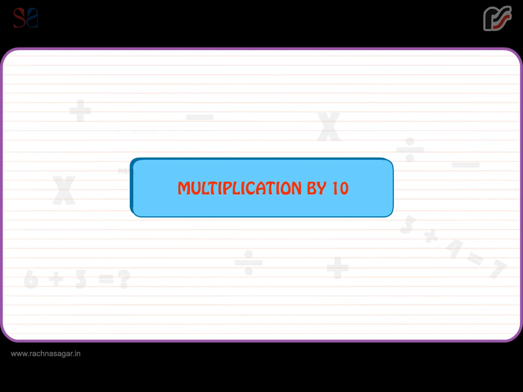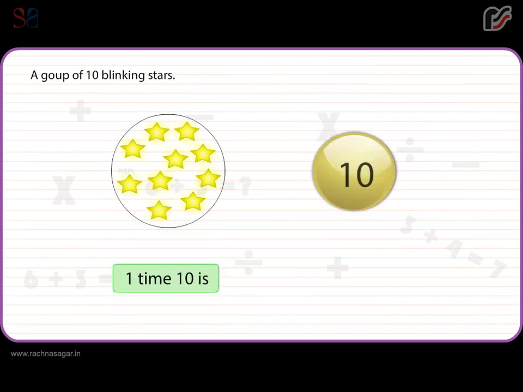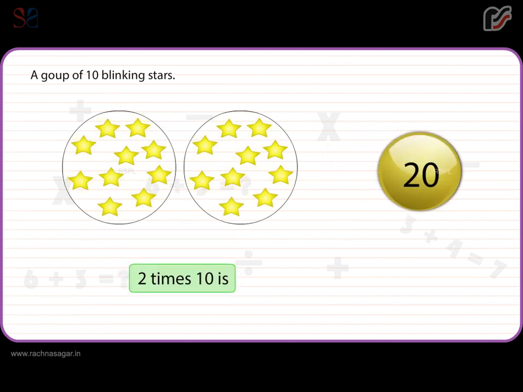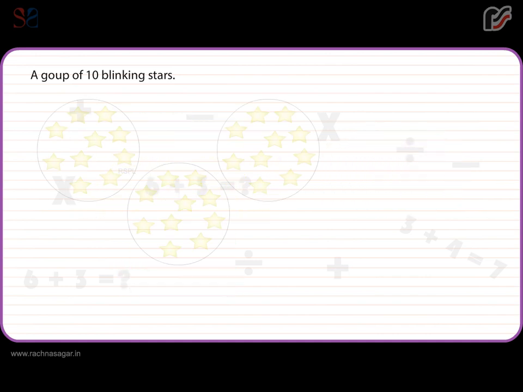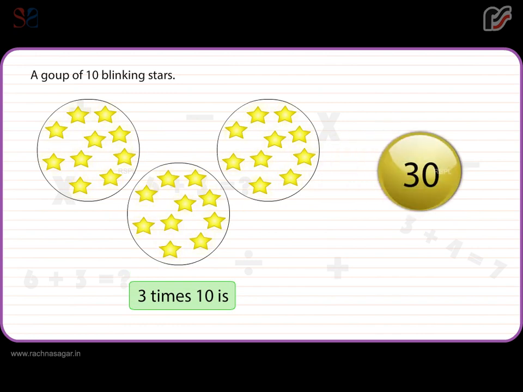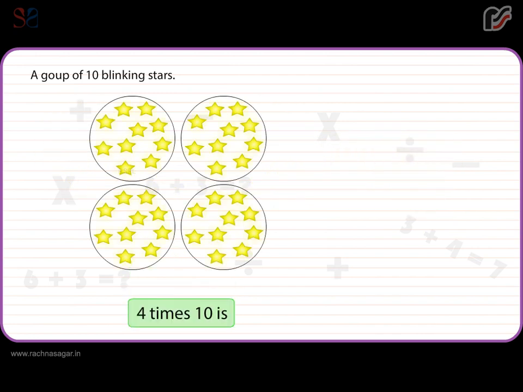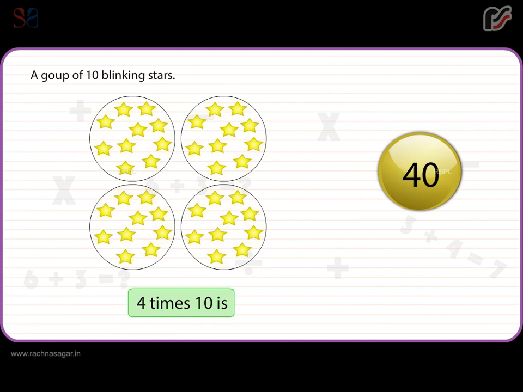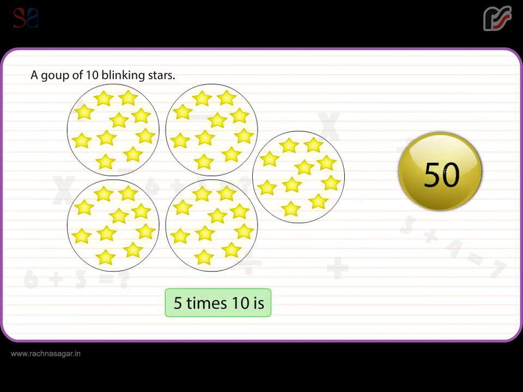Multiplication by 10. 1 times 10 is 10. 2 times 10 is 20. 3 times 10 is 30. 4 times 10 is 40. 5 times 10 is 50.